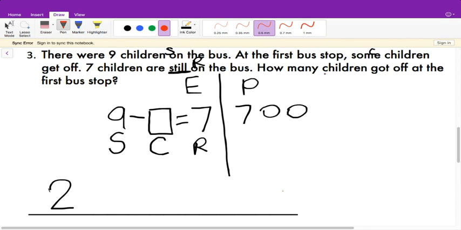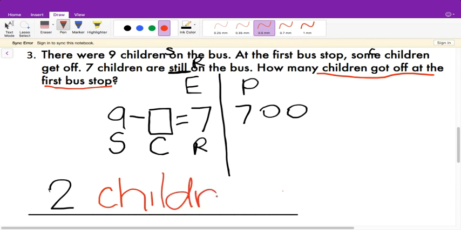How many children got off at the first bus stop? Okay, this is a really long label. I think we can shorten it a little bit and just write 2 children got off.